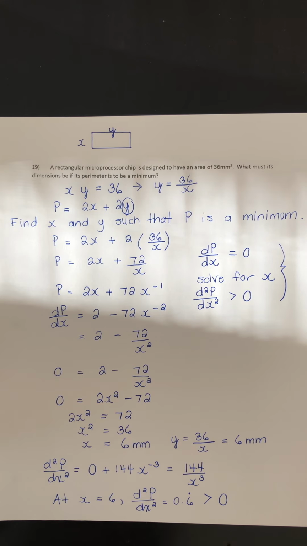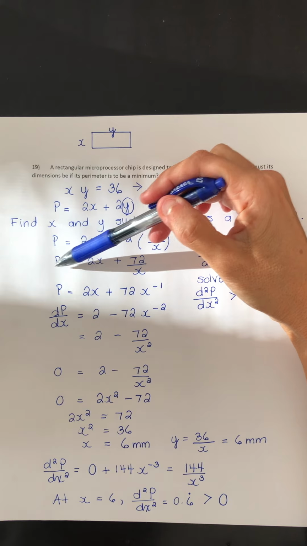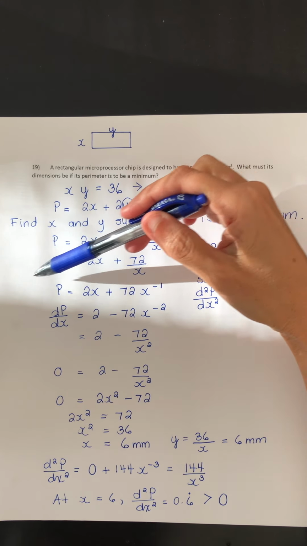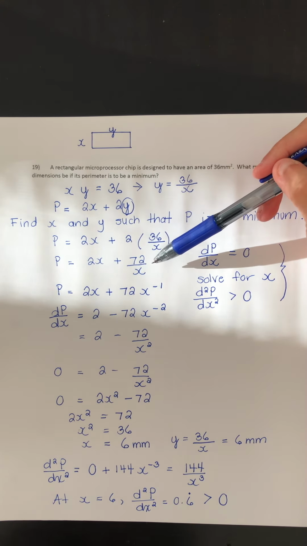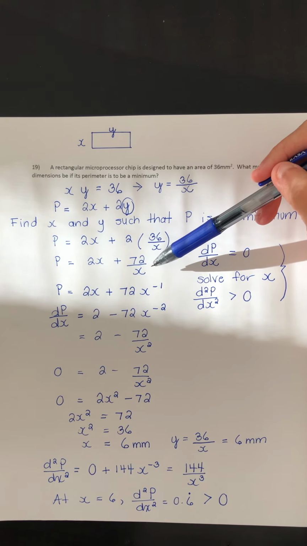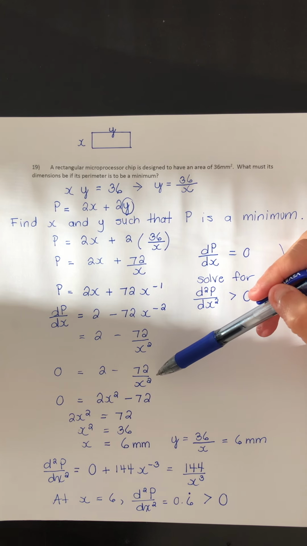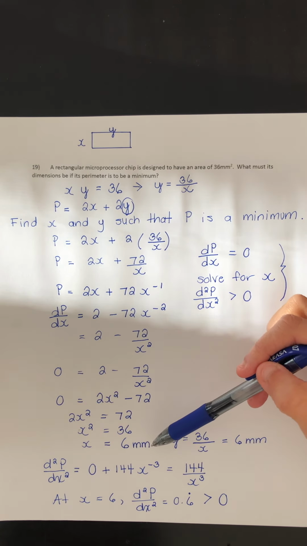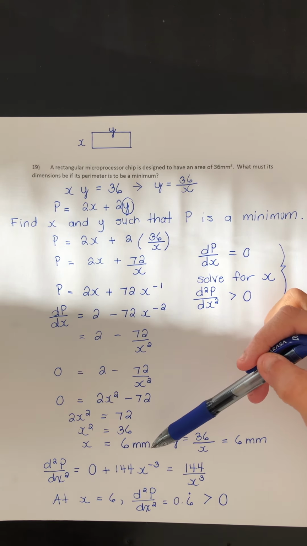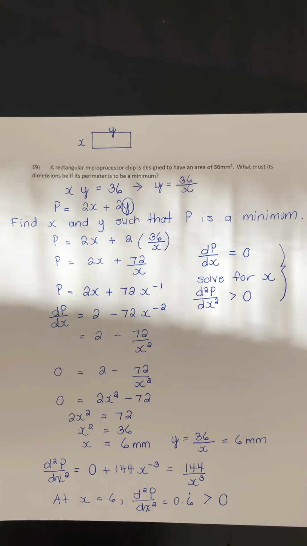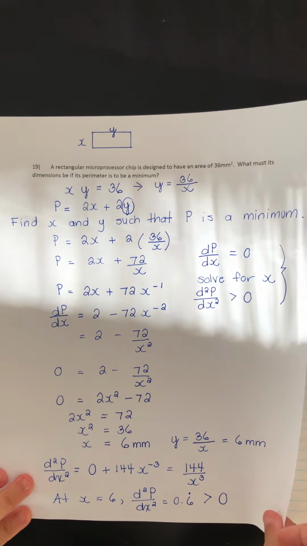Okay? So once again, we needed to have a perimeter equation that involved only one variable. Then we were able to take its derivative, set it equal to 0, and solve for that one variable. After that, we performed the second derivative test. Okay, we will try another one now.